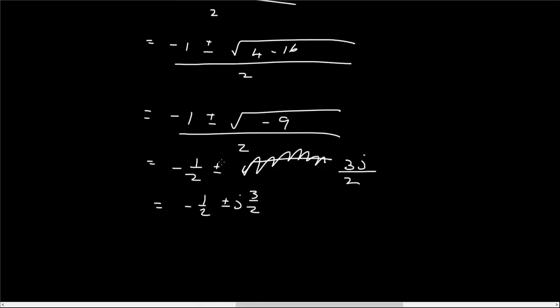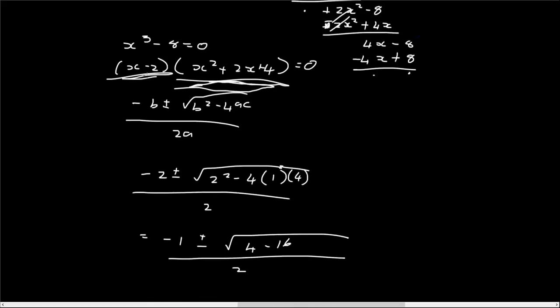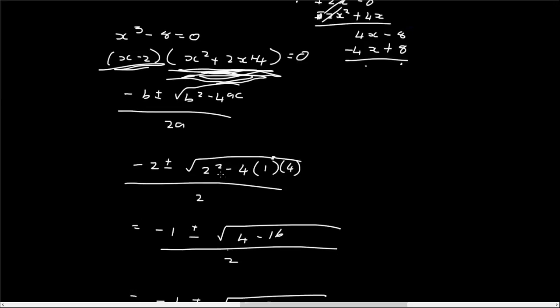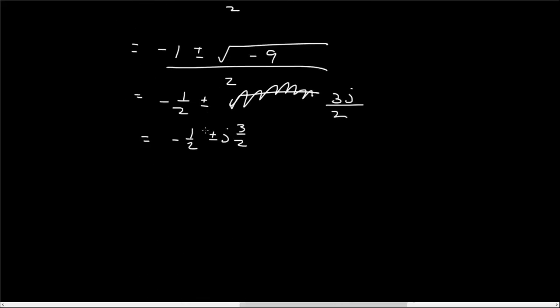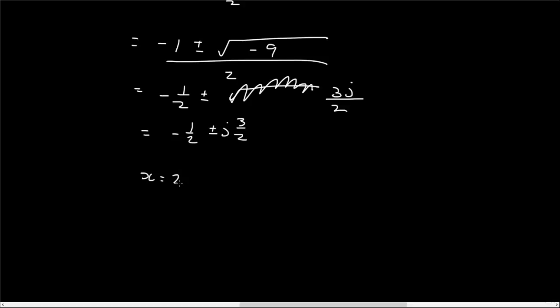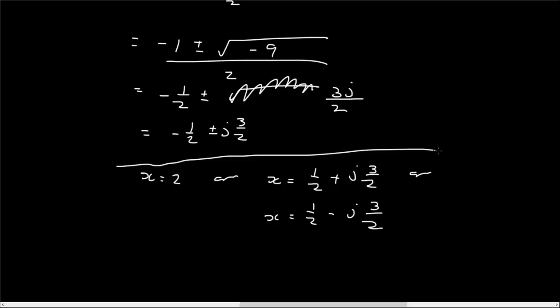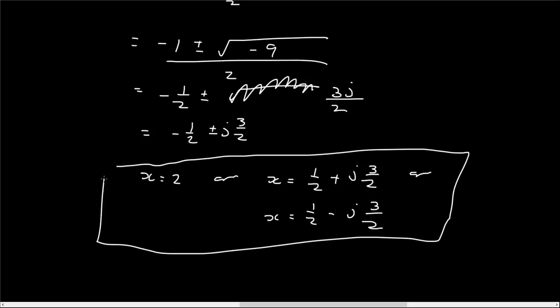Now we've got the one root, and we've solved the other roots with the quadratic equation. So from the first root, x equals 2, or x equals minus 1 over 2 plus j 3 over 2, or x equals minus 1 over 2 minus j 3 over 2. It's a cubic equation, therefore we've got 3 x's, and that is the answer.